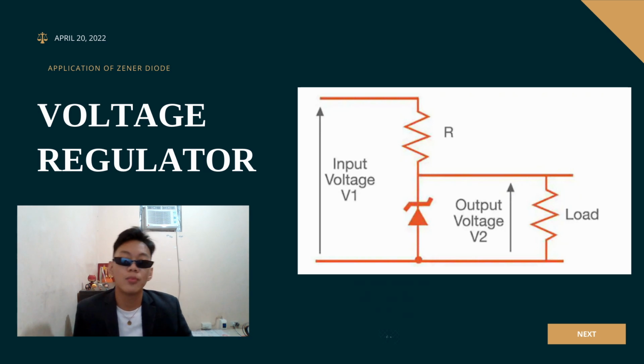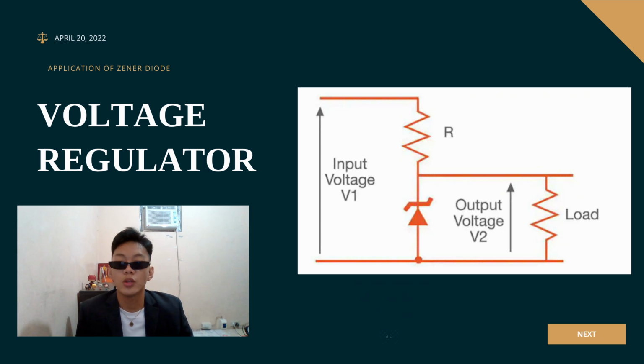So ang papakita po natin ngayon is ang circuit for the voltage regulator. We have here the resistor in series with the Zener diode in reverse bias and in parallel with the load resistor. So the resistor in series with the Zener diode, ang main function niya po is to limit the current flowing through the diode.